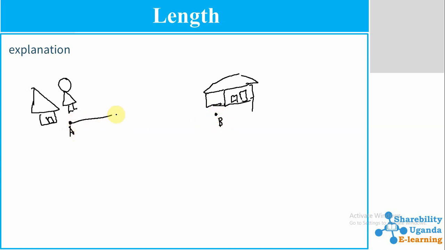So the distance covered from here up to here by this lady is referred to as the length. When we apply this, the distance should be in centimeters or meters or kilometers. We have to know the distance covered by this lady. That's how the measurements come in.